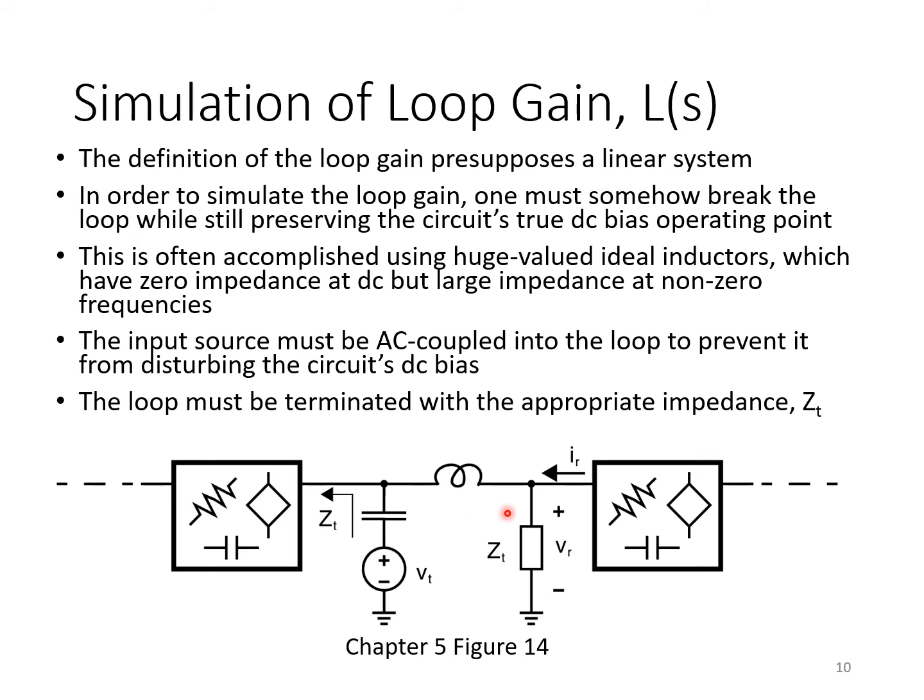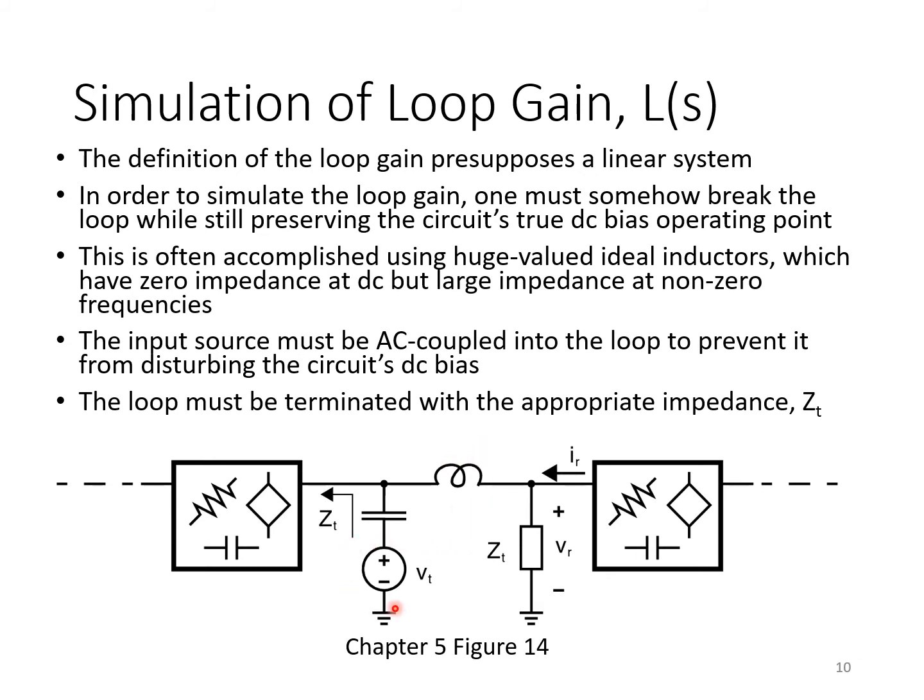So you could use 1 Henry. There's no reason not to, right? A huge inductor value like that will still have zero impedance at DC when the simulator is performing its DC operating point analysis around which it'll linearize the loop. But at any frequency that you're interested in, if you choose a huge inductance L, this impedance will just be massive and will look basically like an open circuit.